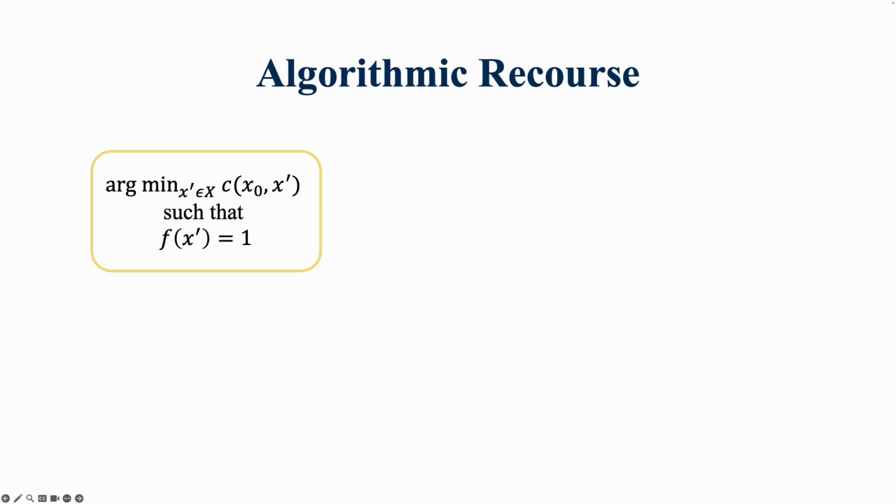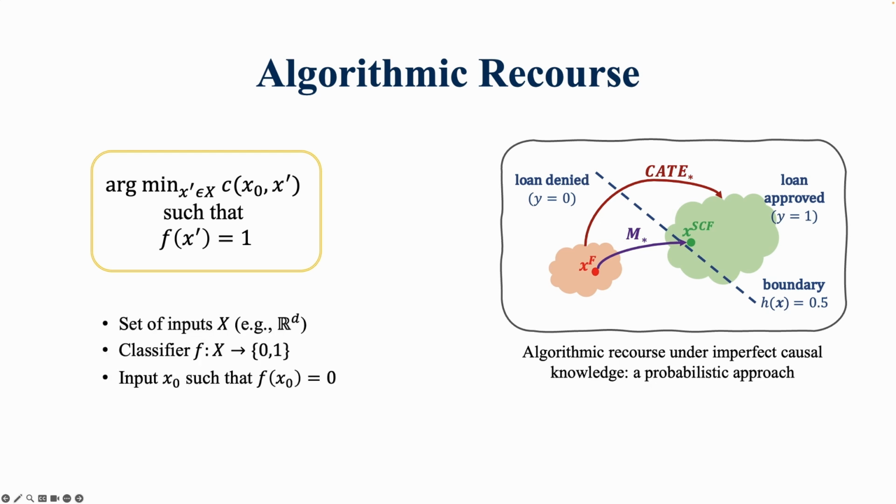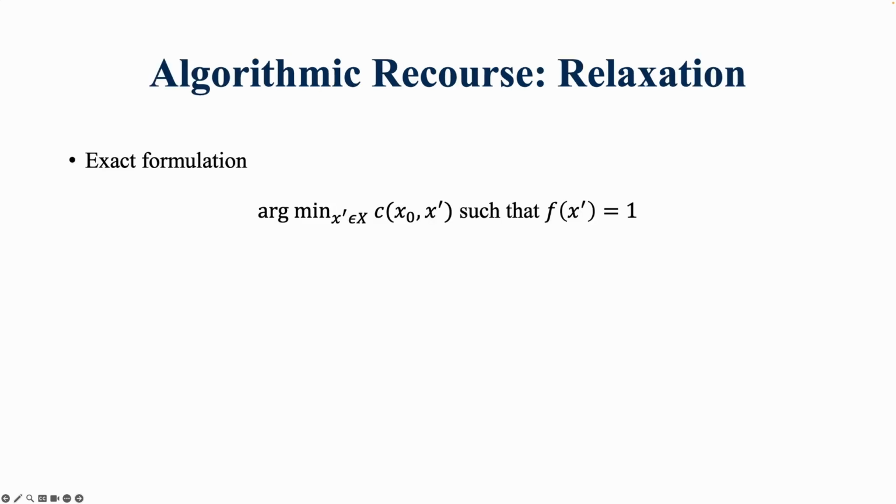To put it more formally, algorithmic recourse identifies the minimal modifications a person can make to their feature values that would flip an unfavorable decision into a favorable one. Here we have a classifier that maps inputs to 0 and 1, and we have a cost function c to quantify the cost of modifying x0 to x prime. This is the exact formulation.